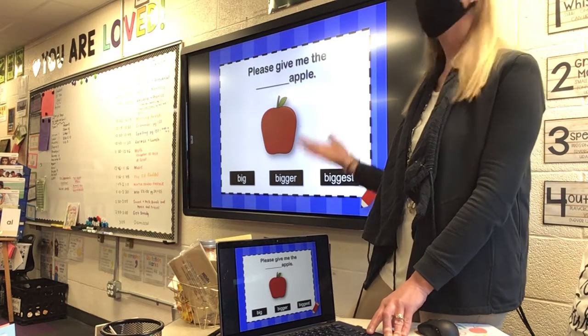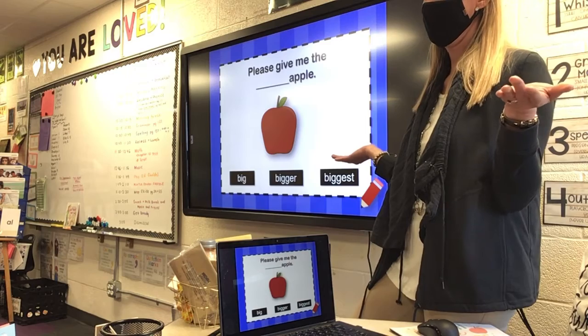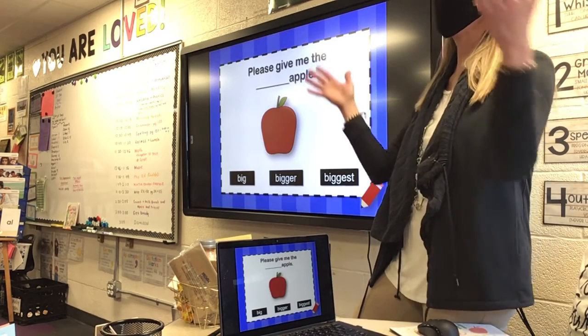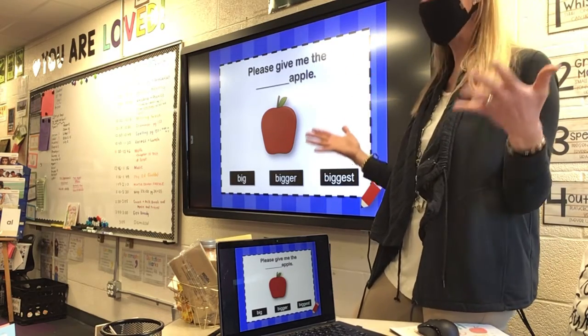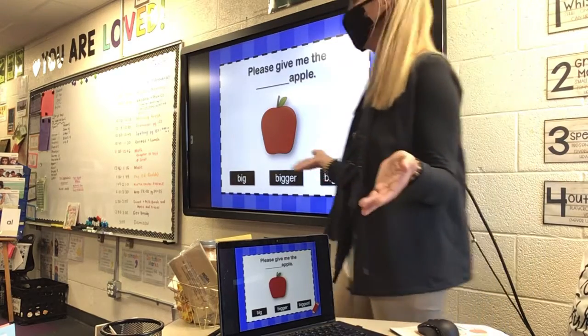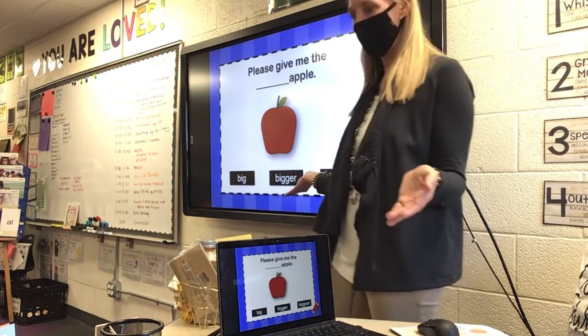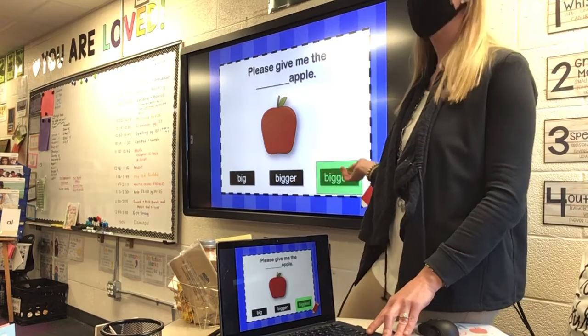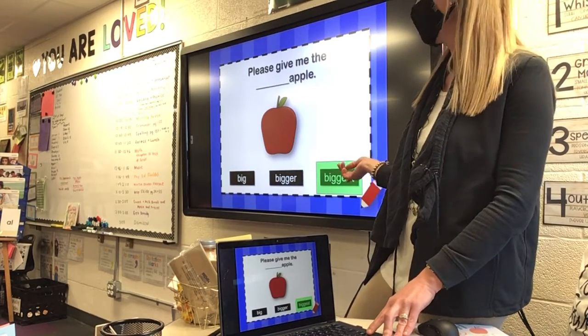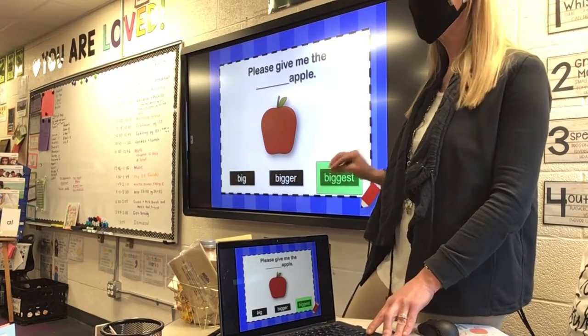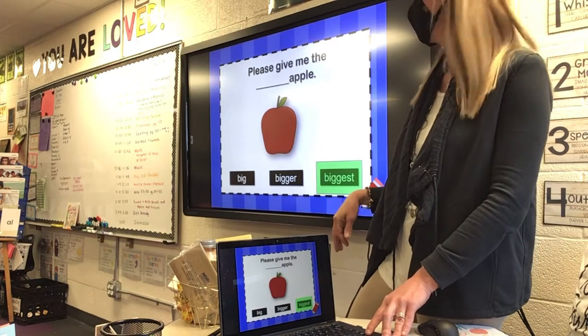Biggest. Now, we don't know how many we're comparing, but if you're wanting the biggest apple, you're not going to say, please give me the big apple. Please give me the bigger apple. Please give me the biggest apple. Okay? So sometimes you have to read the rest of the sentence in order to figure it out, okay?